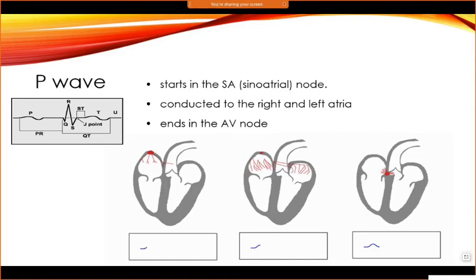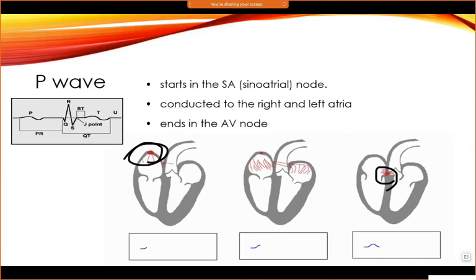This is starting in our pacemaker nodes. The SA node is our pacemaker node, and the AV node, hey, it's AV, atrial ventricle. The SA node is generally at the top of the heart, and these are known as our pacemaker cells. The AV node is down here between the atrium and the ventricle, and that's where the electricity kind of recollects before it goes to stimulate the ventricle.